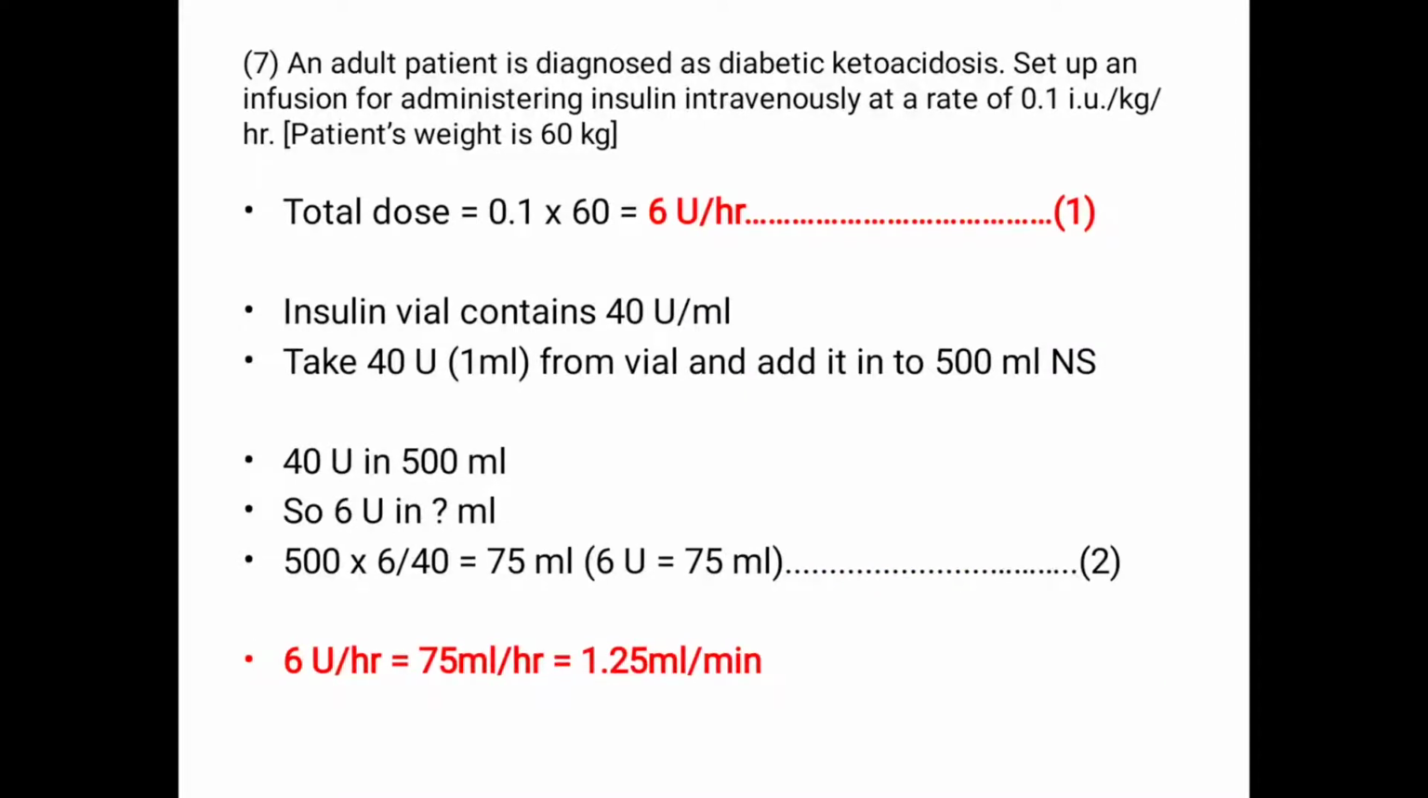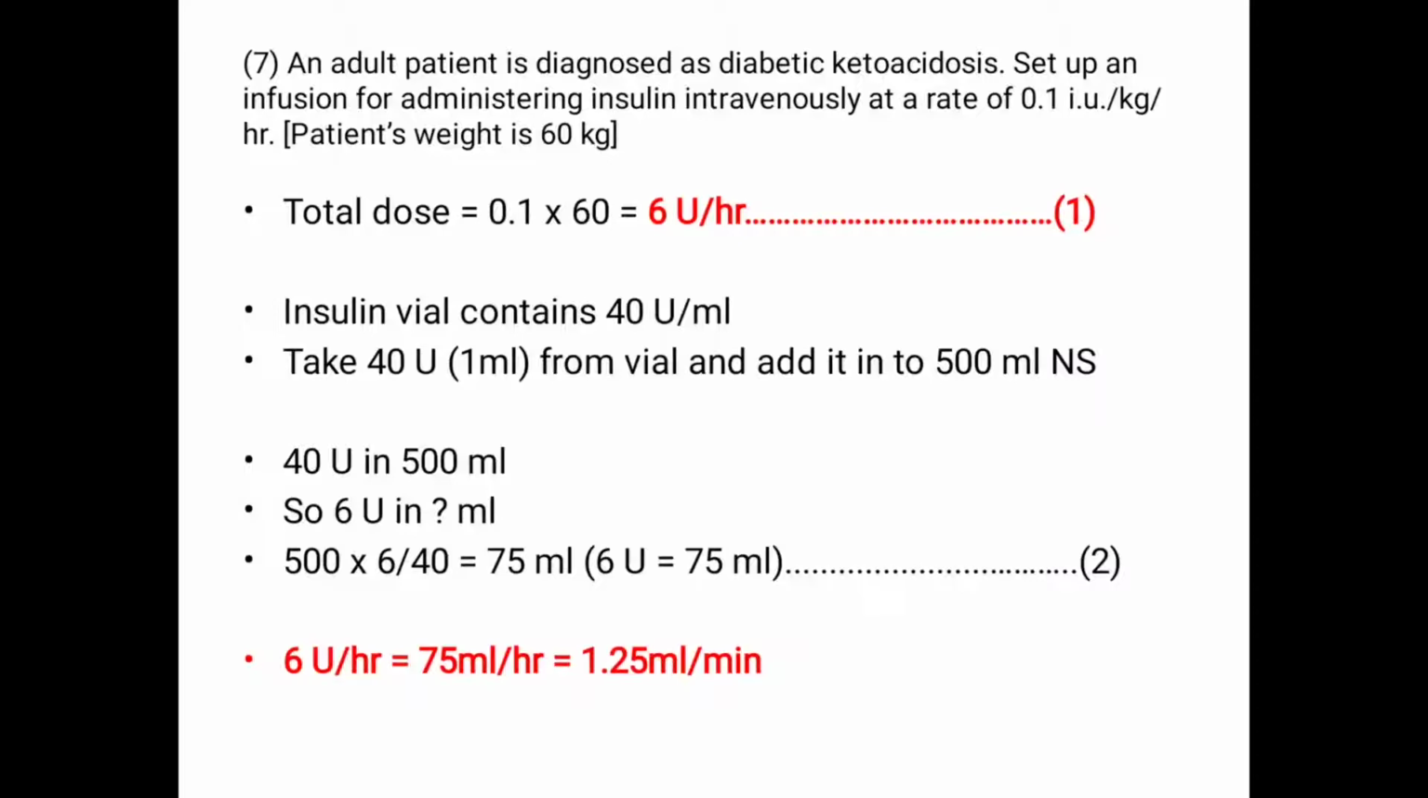In this question, an adult patient is diagnosed with diabetic ketoacidosis. Set up an infusion for administering insulin intravenously at a rate of 0.1 IU per kg per hour. Remember this, here it is given per hour. We have to change this into minutes. This is a very important clue. So don't be in a hurry. Many students make mistakes at this point because it is given in hours.